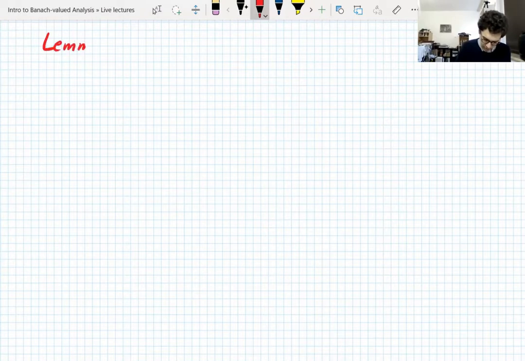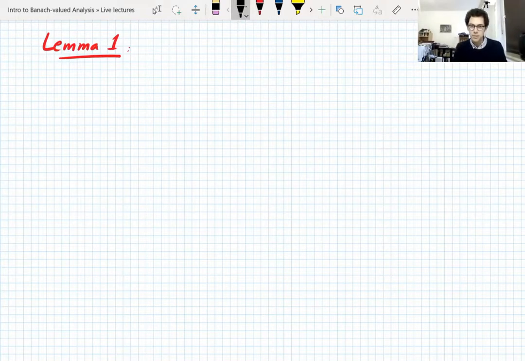So let's begin with the first lemma. Lemma one. This isn't the numbering that I'm using in the notes. It's just local numbering. I'm going to have lemma 1, 2, 3, and 4 today, and we're never going to reference them again. So we start with lemma 1. Good place to start.